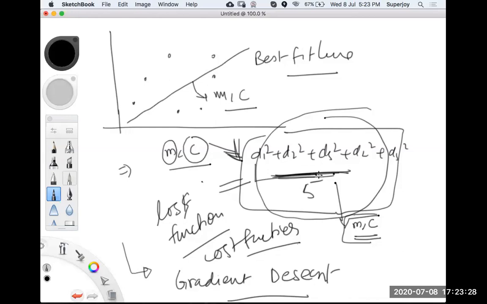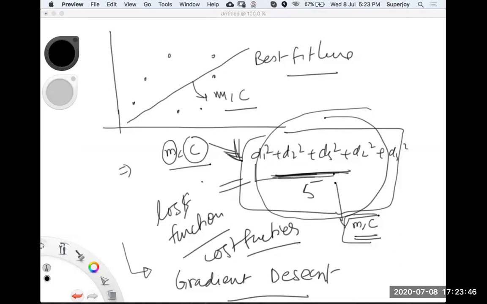Guys, are you clear now about linear regression? Did it become clear or did it go over your head? Okay, a lot of people are saying clear. So I'm hopeful, that means I was able to make you understand.